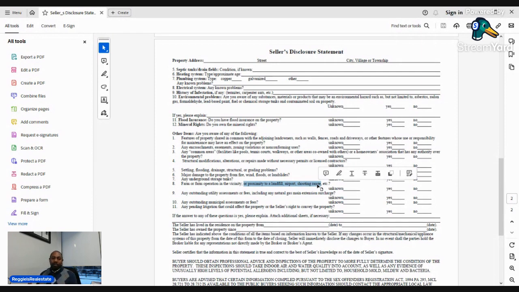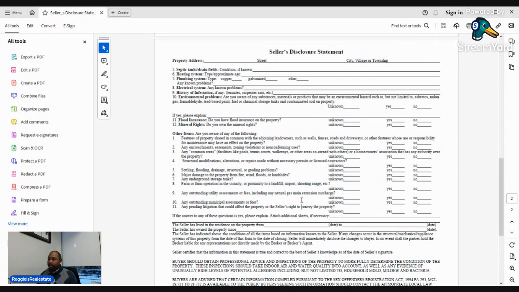And you're probably thinking, oh, they can just Google this, right? They're looking up the address and they say, hey, there's a landfill a quarter mile away, or an airport. I don't have to disclose that. Yes, you do. It's right here. So disclose it if you know about it. And then the buyer can make an educated decision on what's going on.